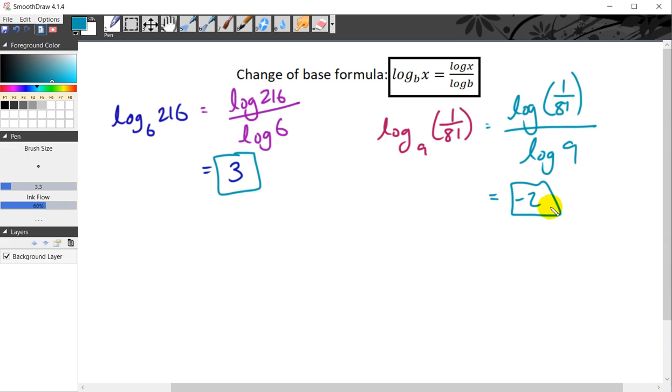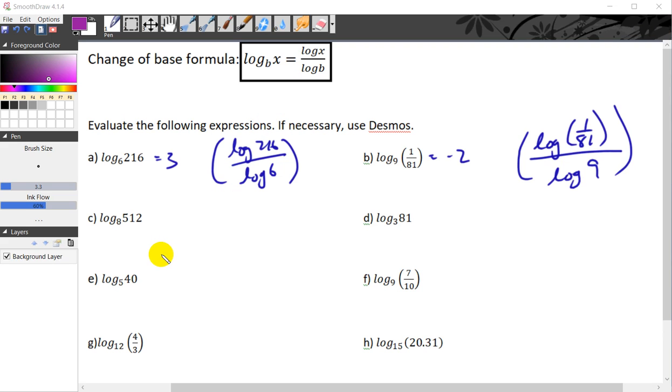Let's go ahead and try some more complicated examples. Actually, the complicated examples are these ones down here, that is E, F, G, and H.